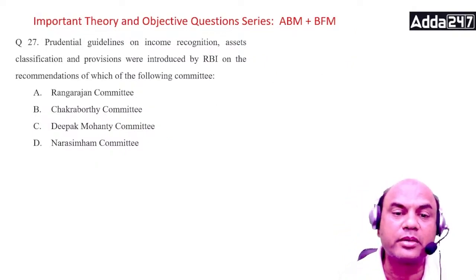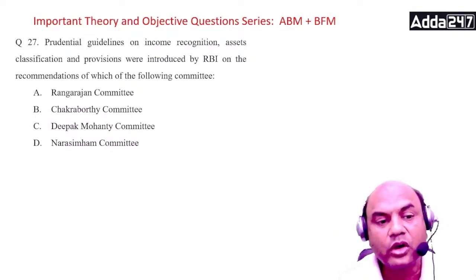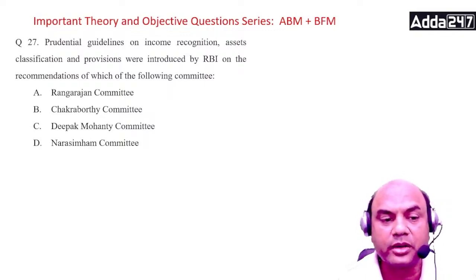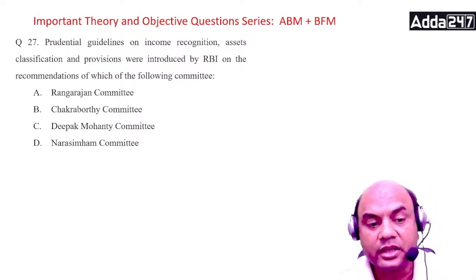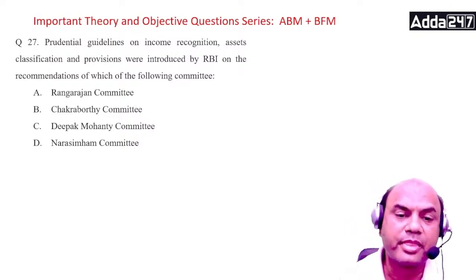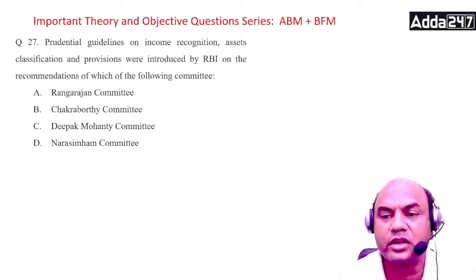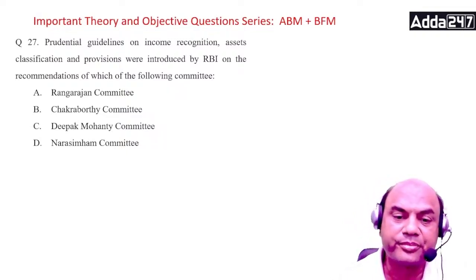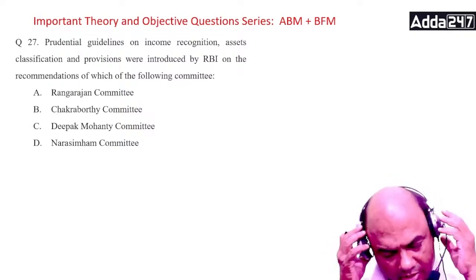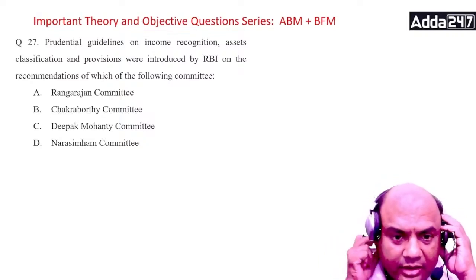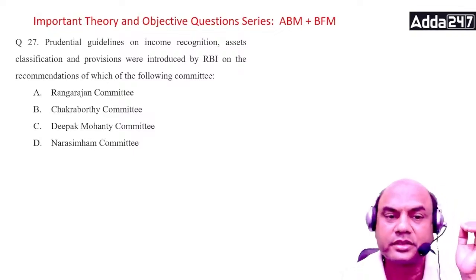Prudential guidelines on income recognition, asset classification, provisions were introduced by RBI on the recommendation of which of the following committees? Rangarajan, Chakraborty, Deepak Mohanty, and Narasimham committee. Very easy question. Prudential guidelines were introduced on the recommendation of which committee? Very easy answer. This is the most famous committee in banking, right? That had come in 1991, right? So that was anyone?